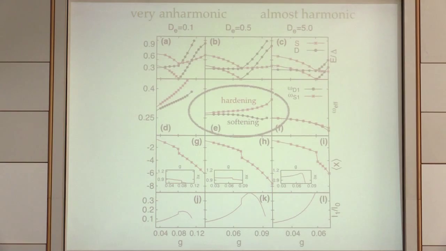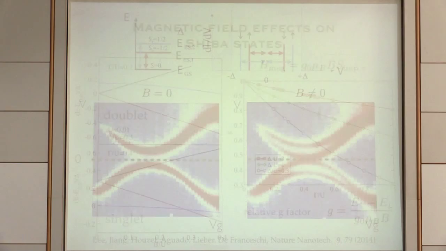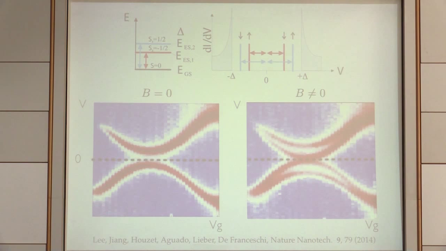OK, one last example, which is also very relevant, is how these states split as a function of the magnetic field, because these states have finite spin. If you apply a magnetic field, basically what you expect is some Zeeman splitting. Now, how much they split obviously will depend on how much the impurity is coupled to the continuum because of the renormalization. So these splittings have been already observed.